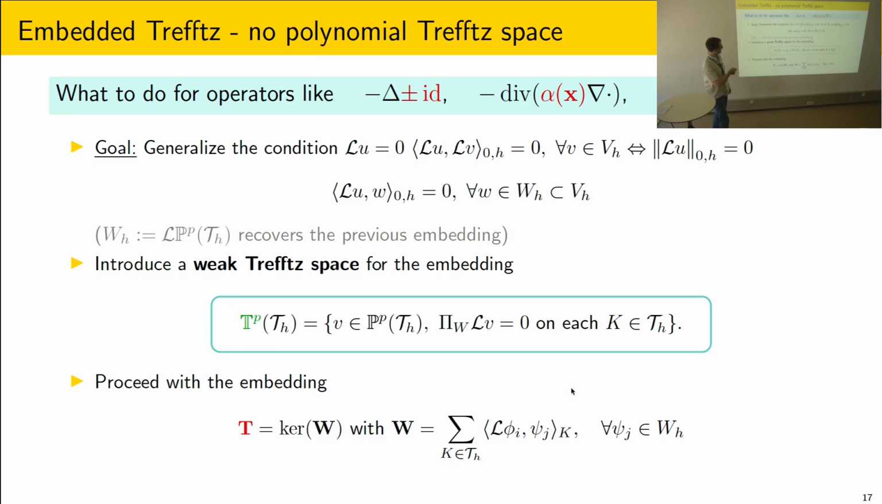Okay, so replacing our previous matrix W that we look for the kernel by this one, we now can construct an embedding for this weak Trefftz space, so the Trefftz space with this projection inside. And this gives us the option to treat also the Helmholtz equation and varying coefficients.